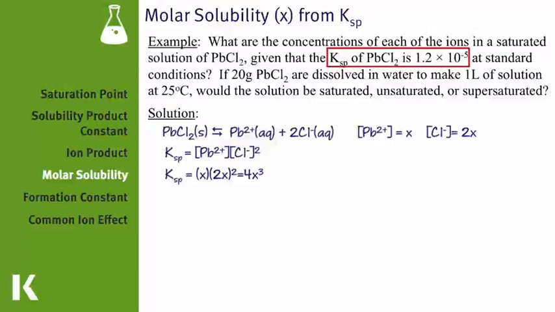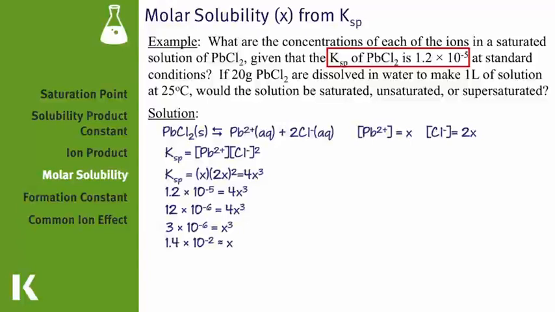In this problem, KSP was given, so we substitute 1.2 times 10 to the negative 5th for KSP and then solve for x. We can rewrite 1.2 times 10 to the negative 5th as 12 times 10 to the negative 6th to make dividing each side by 4 easier. Next, we need to take the cubed root of both sides, which will mean dividing the exponent by 3, and taking the cubed root of our coefficient. The cubed root of 3 is about 1.4, which is now multiplied by 10 to the negative 2nd.